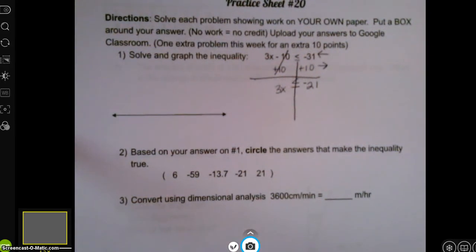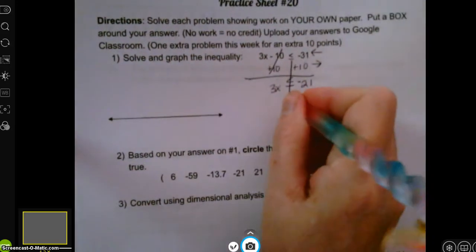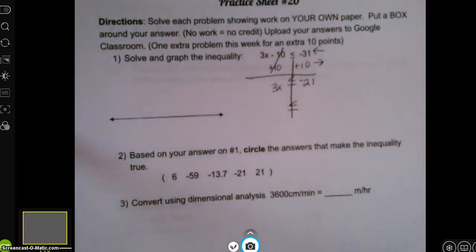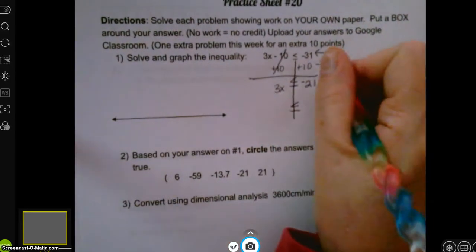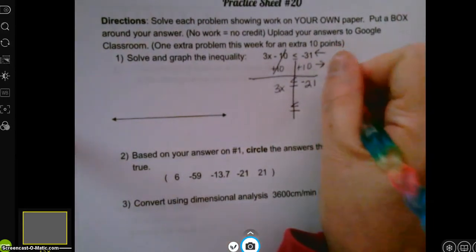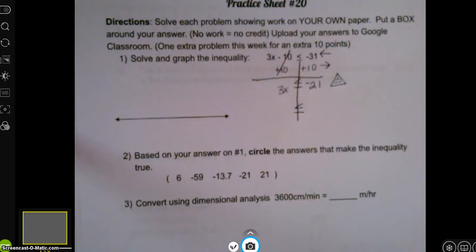Now, you are not going to flip the symbol, okay? Your job is to finish this up, but when you finish it up, the symbol will stay like this because we are not dividing by a negative. We're going to be dividing by 3, okay? So it turns into a triangle problem, but you're dividing by a positive. Now, based on your answer, you're going to solve number 2. This time, guys, be real careful because these answers are not in least to greatest order like usual.